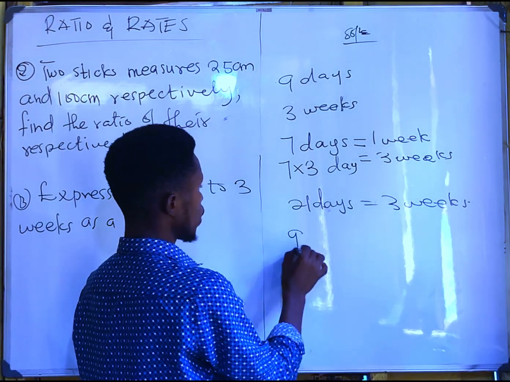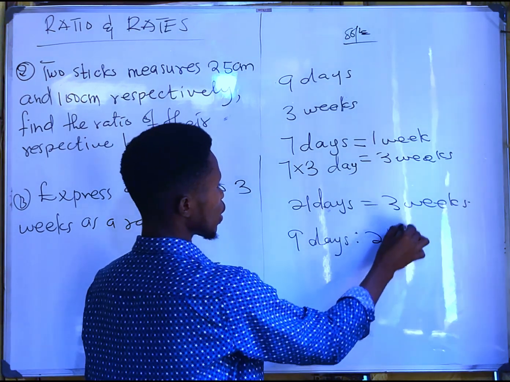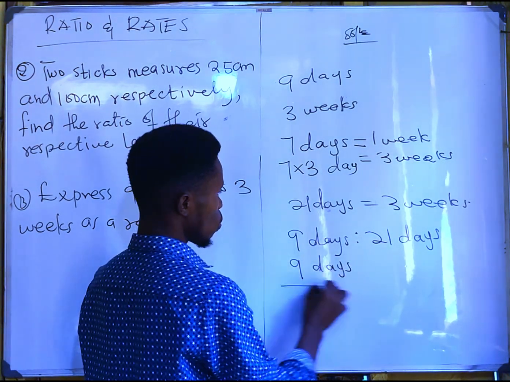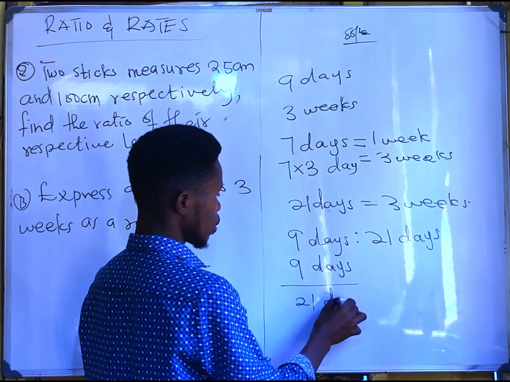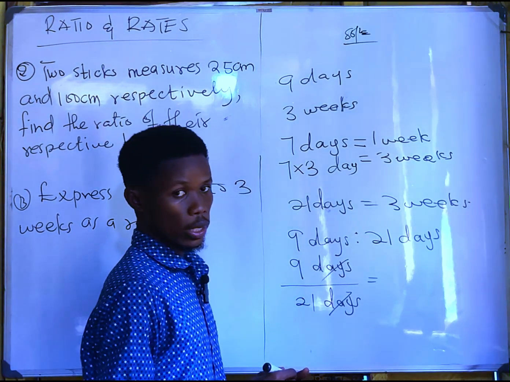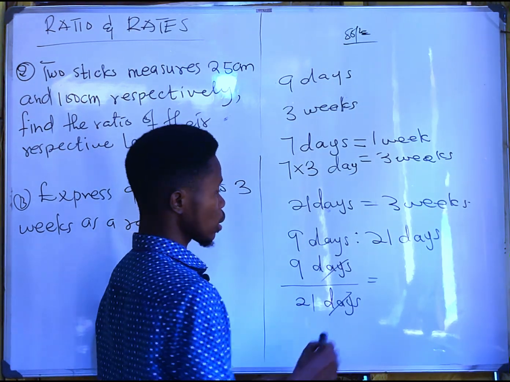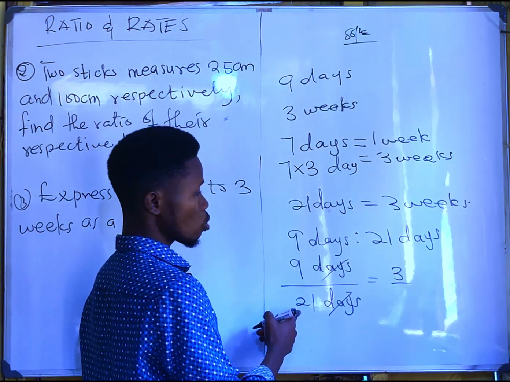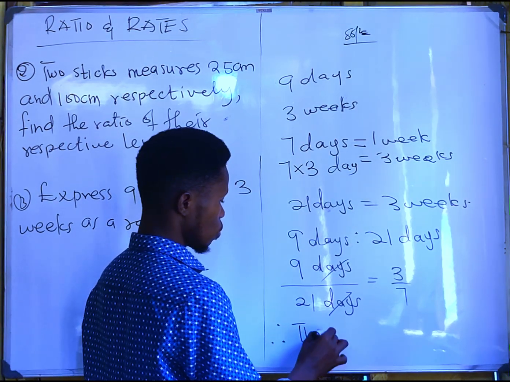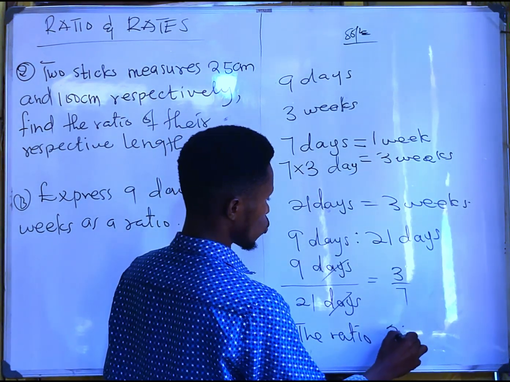So you can compare the 9 days to, so 9 days is to what? 21 days. So you divide, so you have 9 days over 21 days. Is that okay? So the days will go with the days. So this gives us 9 over what? 21. Now 3 can go into 9 3 times. 3 can go into 21 7 times. So the ratio becomes 3 is to what? 7.